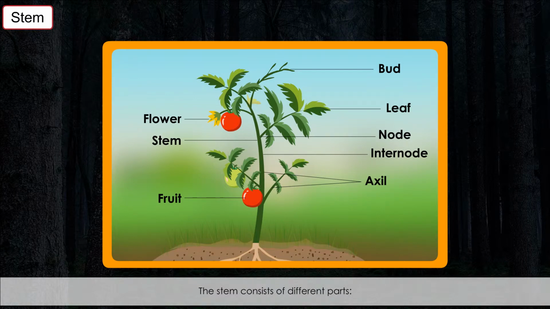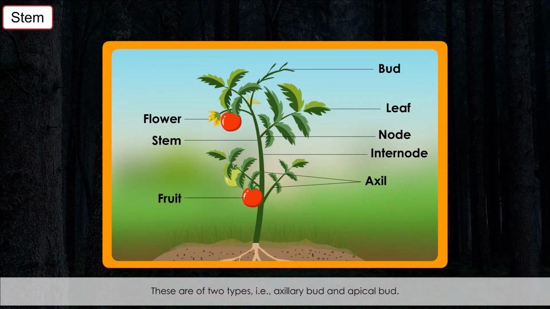The stem consists of different parts. Node is a point on the stem from which leaves arise. Internode is the part of the stem between two consecutive nodes. Axil is the angle between the stem and the branch. Bud is the part of a young stem protected by overlapping young leaves.